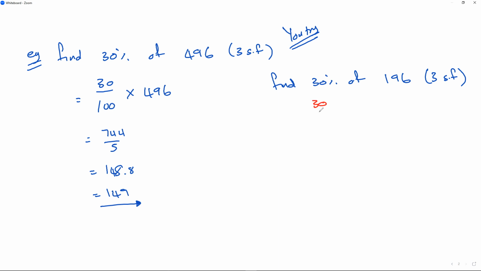30%, remember, is going to be 30 over 100. Multiply by 196. Putting that on a calculator will get you 30 over 100 multiplied by 196 comes to 294 over 5, which is the same as 58.8 rounded to three significant figures over there.